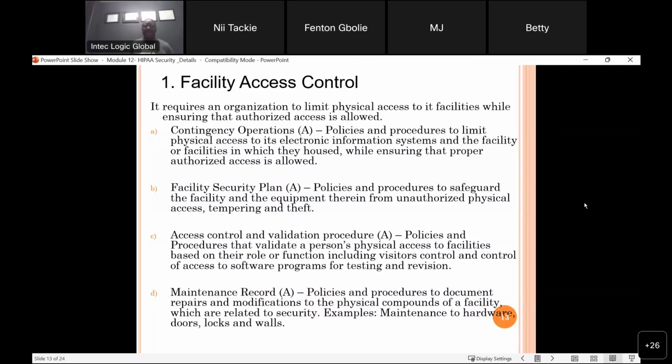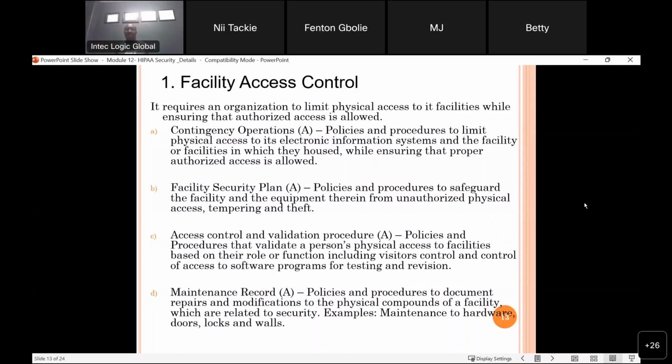Contingency operation: policy and procedure to limit physical access to its electronic information system and the facility or facilities in which they are hosted, while ensuring proper authorization is allowed. So when there is a contingency operation, maybe something happened, you need to get access to PHI to provide services, right? You still have to follow protocol. Don't say that because it's an emergency, I can just walk in and start picking papers. No. HIPAA says follow protocols.